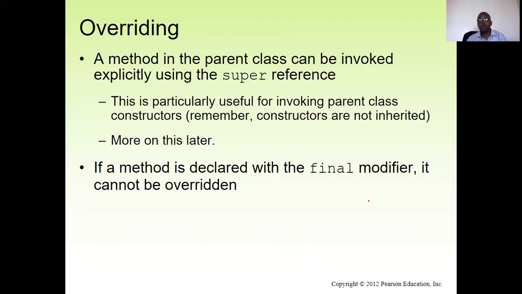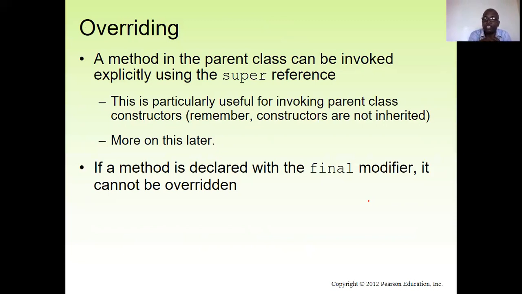Now, if I have a toString in the parent and a toString in the child with the same signature, essentially what I've done is override the one in the parent. Because if the object type is the child class, it's going to run that version. If the object type is the parent class, it's going to run that. And we're going to do an example in a moment.